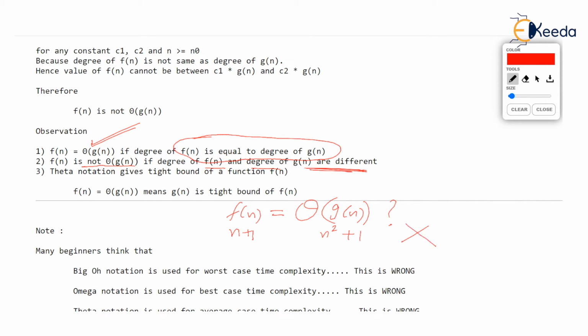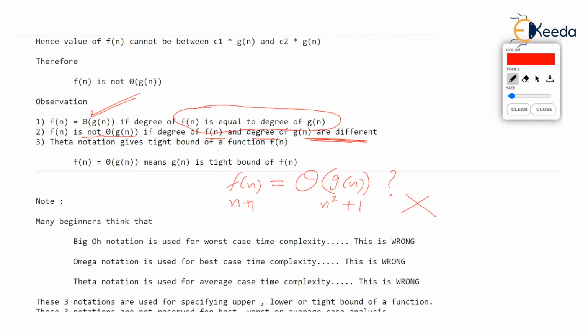False. It can't be. Just check. Be very careful in understanding this. Why can this not be true? See, for this to be true, for Fn to be equal to theta of Gn, Fn should be below n square plus 1 and Fn should be greater than or equal to n square plus 1. Both with some constant, isn't it?